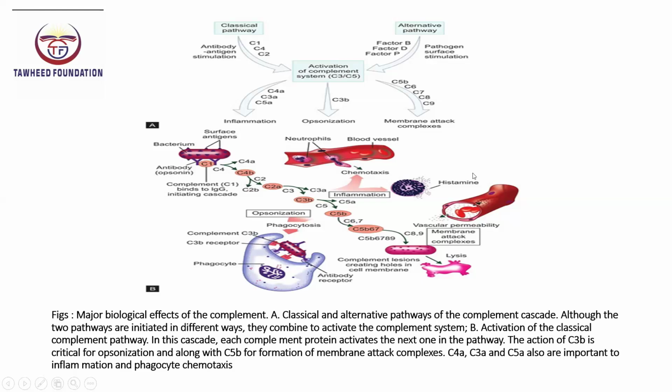So what the diagram shows: multiple cascade events from classical and alternative pathways leading to complement activation. Opsonized microbes being engulfed by phagocytes via complement receptors. Formation of the MAC causing pathogen lysis. Release of small fragments inducing inflammation and interaction with B cells enhancing humoral immunity.